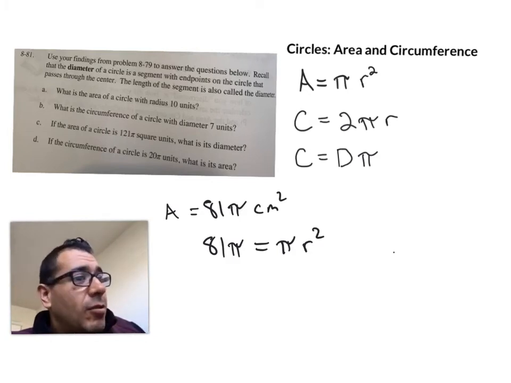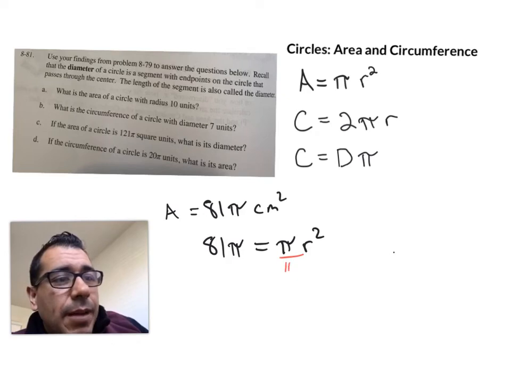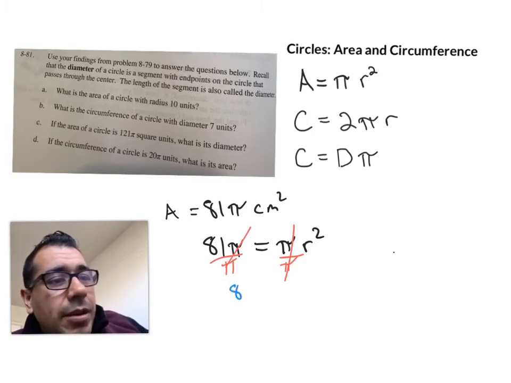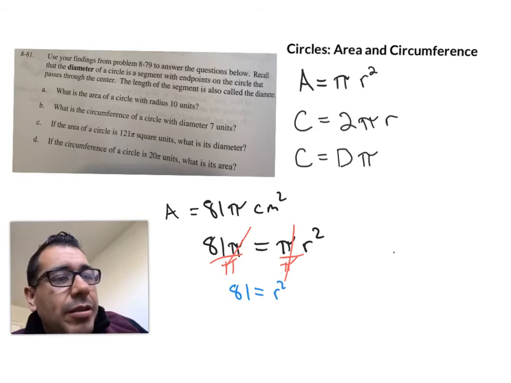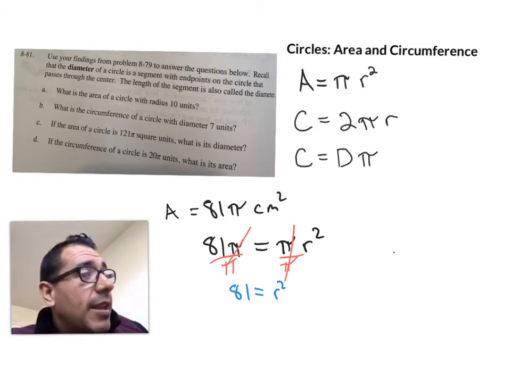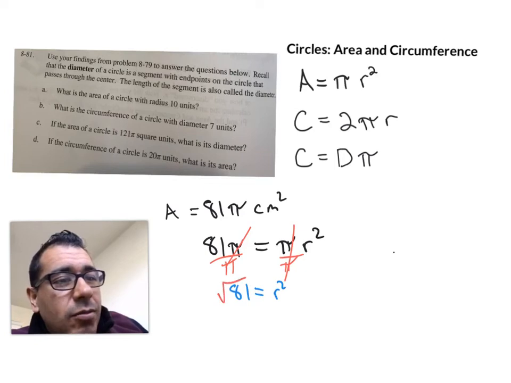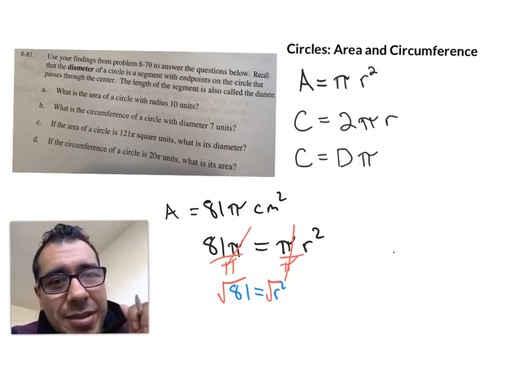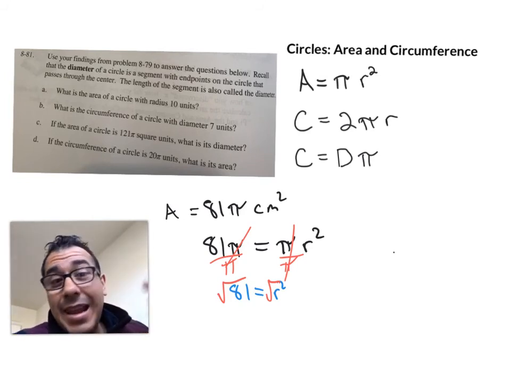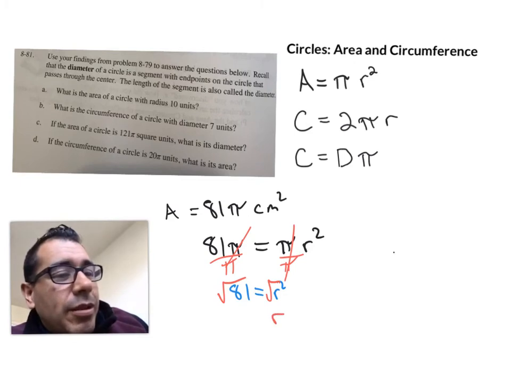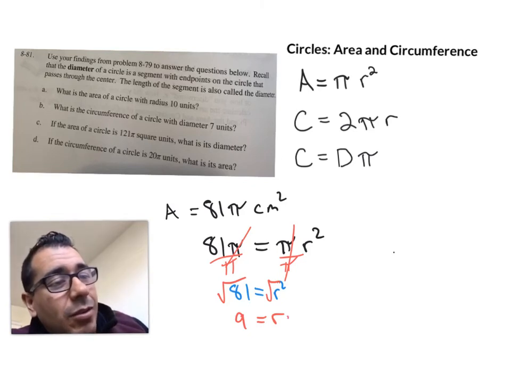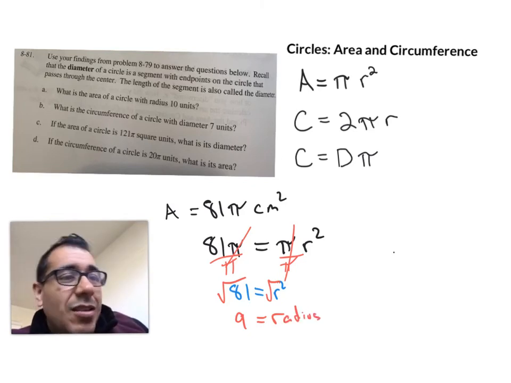Doing a little bit of algebra, we'll divide both sides by pi. You might be a little sad that pi is going away. Those pi's cancel, and we're left with 81 equals r squared. So you're thinking, what number squared gives us 81? Another way to think about this is we take the square root of both sides. I'm only going to take the positive square root because we're talking about a distance, and a distance can only be positive, like me. So we take the square root of 81 and we get 9. The radius is 9 centimeters.